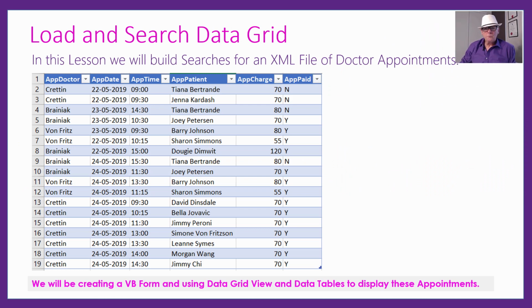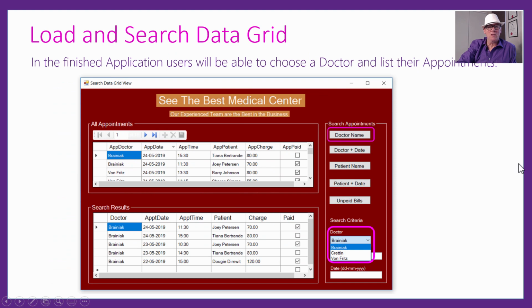All right, so what we've got here for this lesson is a file of doctor's appointments. So we've got our doctor, the date, the time, who the patient is, how much the charge was in dollars, and whether they've paid or not, just using Y or N for yes or no. All right, so that's the data we're going to use. We've got three doctors, Dr. Cretin, Dr. Brainiac, and Dr. Von Fritz.